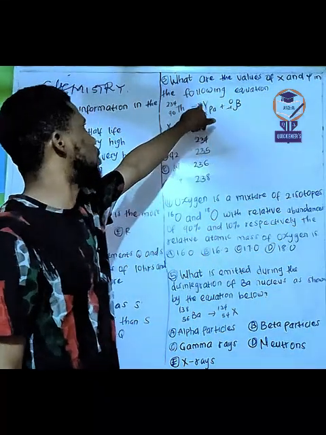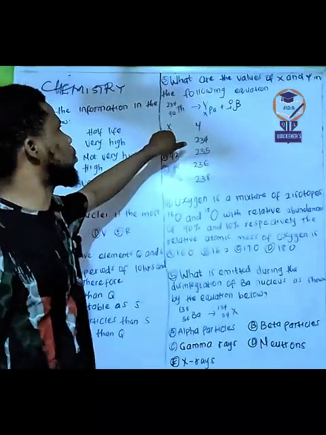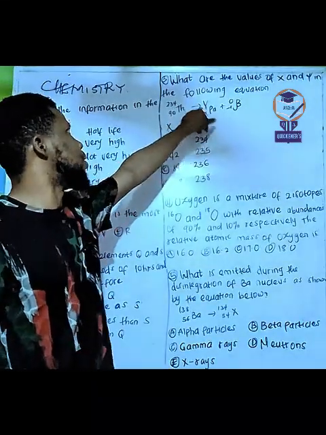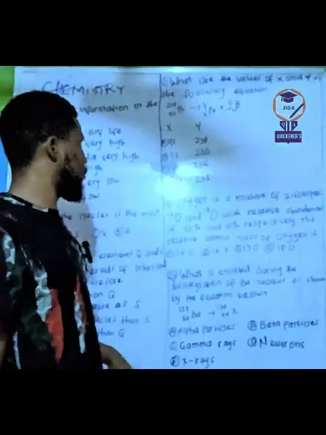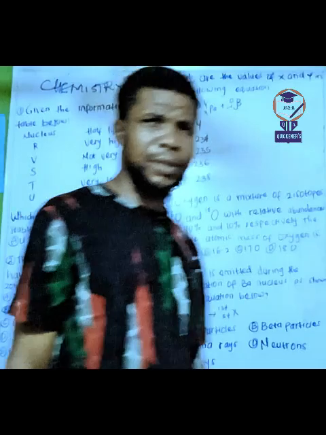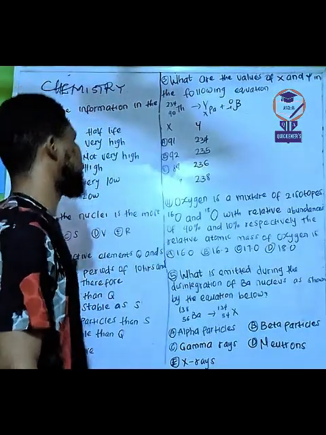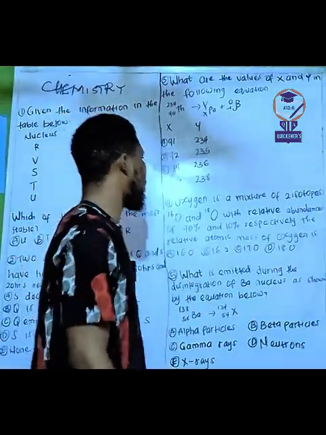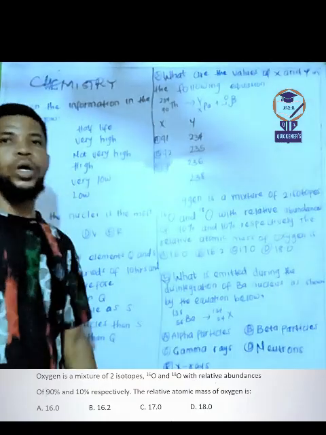So here is 91. So X is 91 and Y is 2, 3, 4. Our option is A, right? Option A. So let's look at question 4.